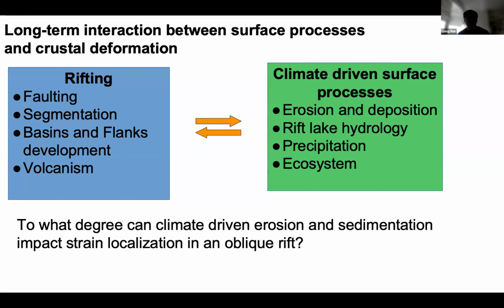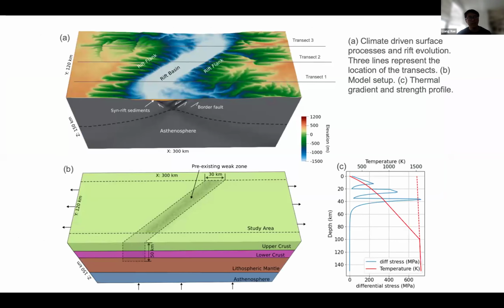So our main question is, to what degree can climate-driven surface processes, including erosion and sedimentation, impact stream localization in an oblique rift setting? Let's quickly go through the model setup. We run the model for 30 million years, and the top boundary is controlled by FastScape. You can see our weak zone is right here. It's 45 degrees to the direction of the extension, which is from east to west.